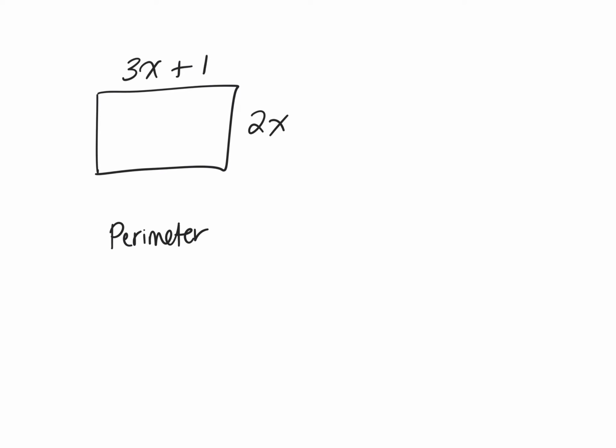Okay, so if you're given a rectangle and the question says find an expression for the perimeter, I don't know what x represents, so I'm just writing an expression. I'm not solving it. If the length is 3x plus 1, what is the length of this side? 3x plus 1. If the width is 2x, what's the length of this side? 2x. How do you find the perimeter of a shape?